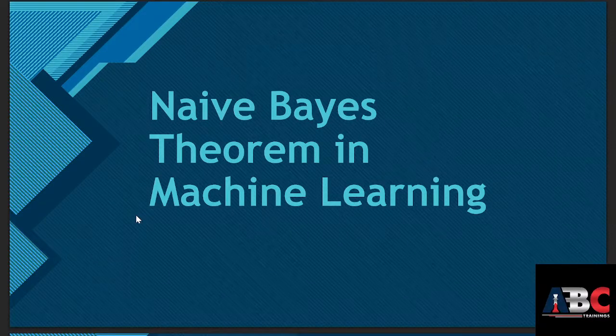Okay, we learned in our last two sessions about logistic regression and linear regression. But today we will see one of the most important and rapidly growing machine learning algorithms, the Naive Bayes algorithm.